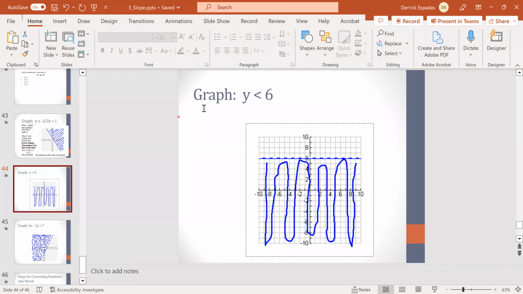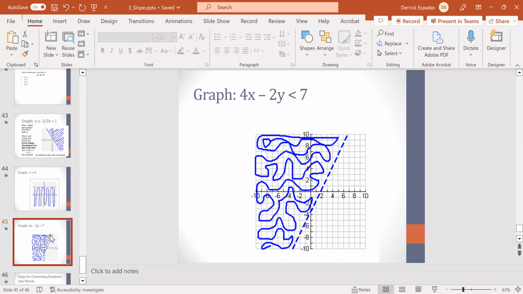Similarly, y is less than 6, so no equal to, and we're going to use a dotted line. We can test a point. I'm going to test this point here, 0, 0. With 0 less than 6, that is a true statement. So that means this side is correct.